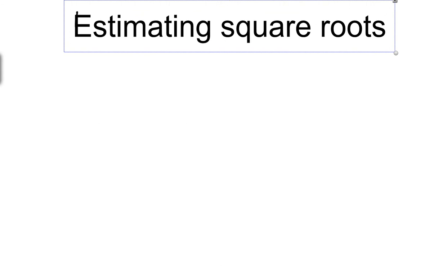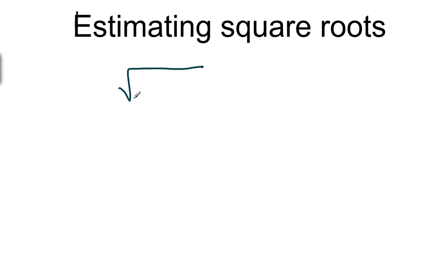Estimating square roots. Alright, so what a square root is, is this little sign right here. It's kind of like a division sign with a little hook on it. You've probably seen it a little bit, like when we say the square root of 9 is 3. We think, what number times itself gives us 9? We know 3 times 3 is 9, which means the square root of 9 is 3.